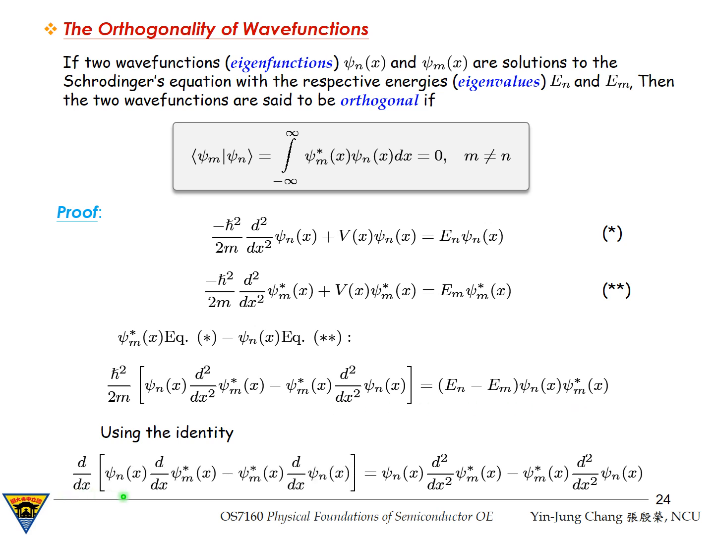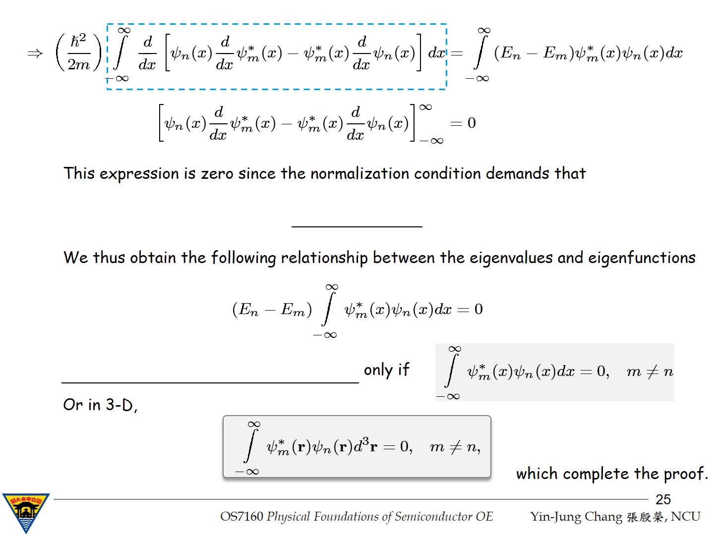Using this identity, which allows the left-hand side of this equation to be rewritten as a total derivative, this is the key technical step. Then integrating both sides of the above equation, we obtain the boundary term. This term must be 0 because for normalizable bound state wave functions, the normalization condition requires that the wave functions vanish as x approaches plus minus infinity. So once that boundary term vanishes, what remains is this expression.